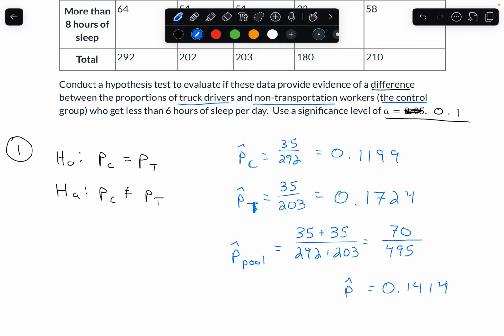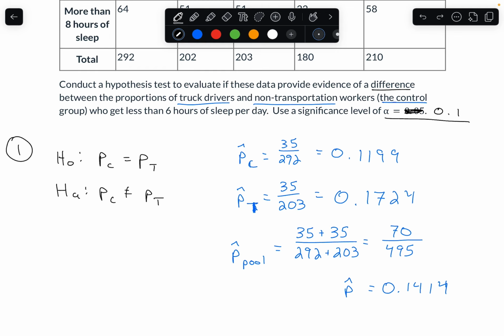If you want to make other notes, like what is x1 and what is n1, but those are included with your p hat 1 or p hat sub c in this case, and p hat 2, which is p hat sub t in this case. So we've got basically everything we're going to need through the rest of this problem.